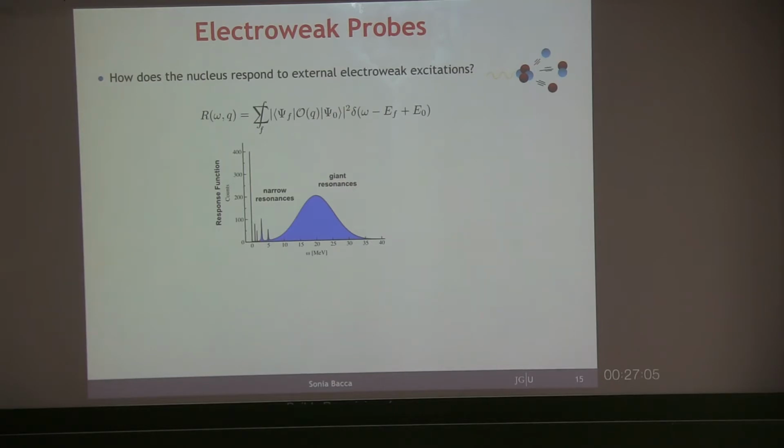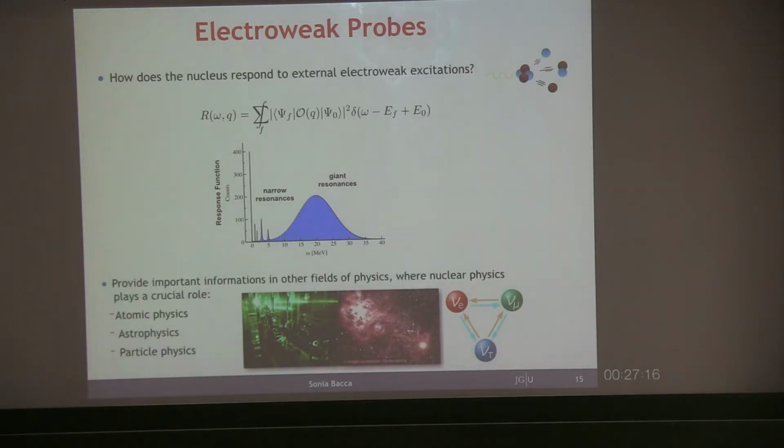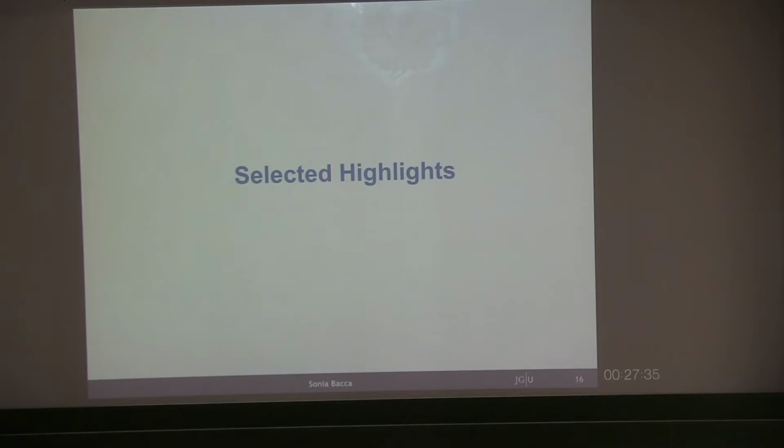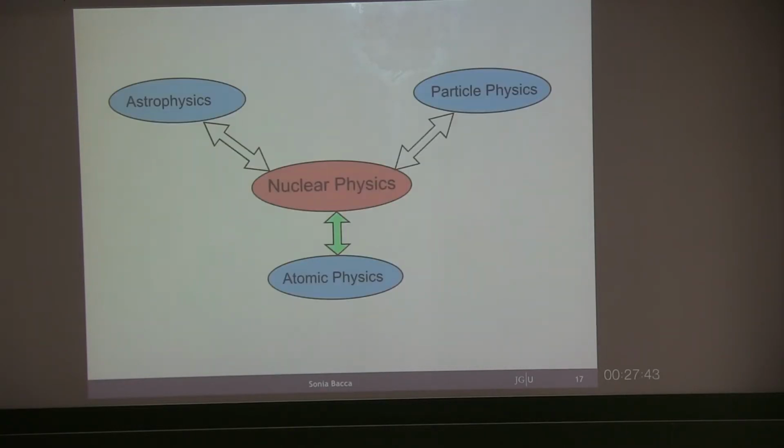Well, of course, it is interesting per se in nuclear physics to calculate it and compare to experiment. But the reason why I wanted to mention this is that it allows us to connect nuclear physics with other fields of physics where the nucleus plays an important role. So it allows you to connect to atomic physics, to astrophysics, and to particle physics. I will show you selected examples of these observables calculated with ab initio methods that are connected to these other fields. So let's start from atomic physics.